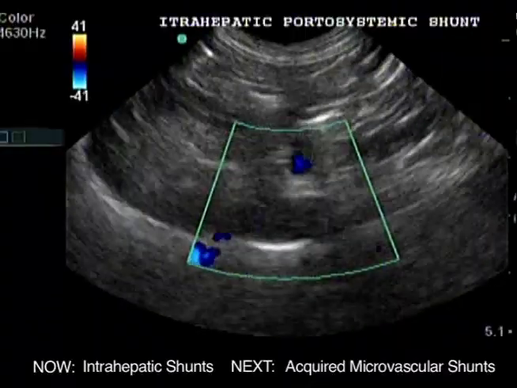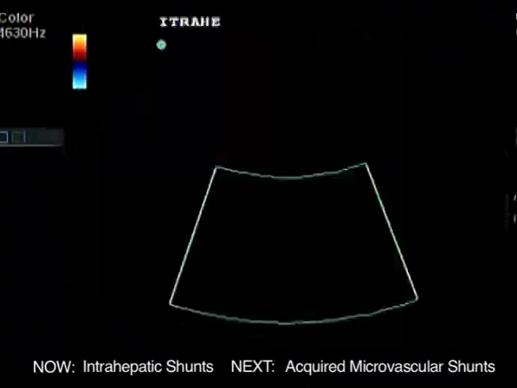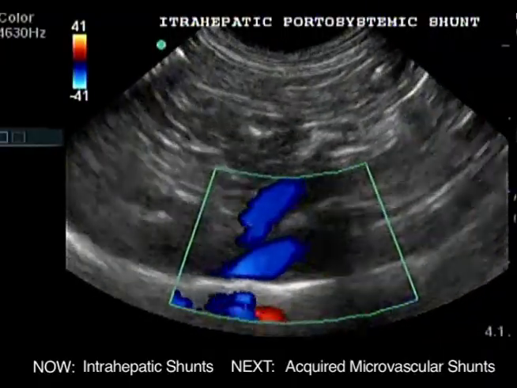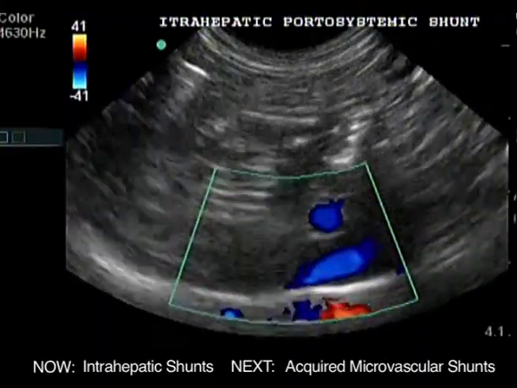In this case, the shunt is a central divisional or window type connection between the intrahepatic portal vein and the caudal vena cava. This connection is also visible in a transverse view.